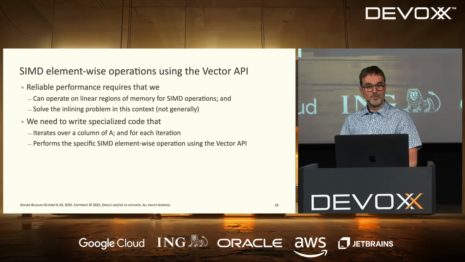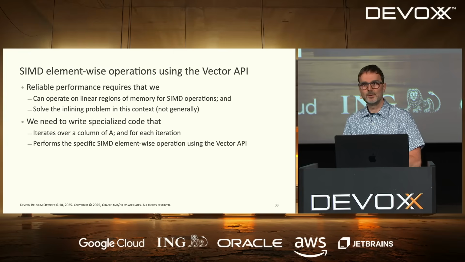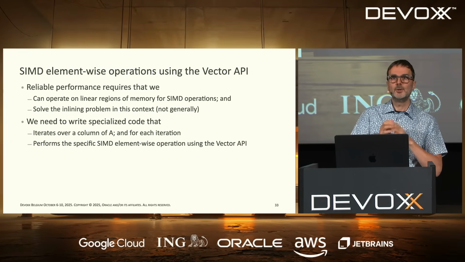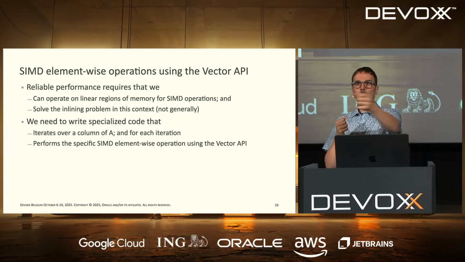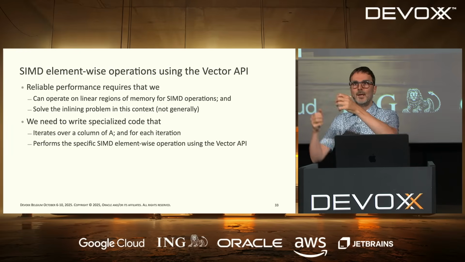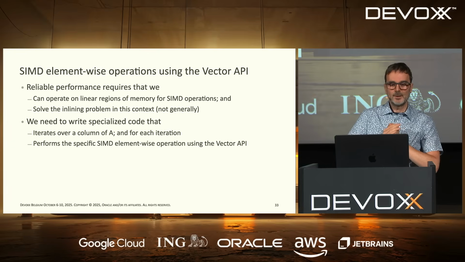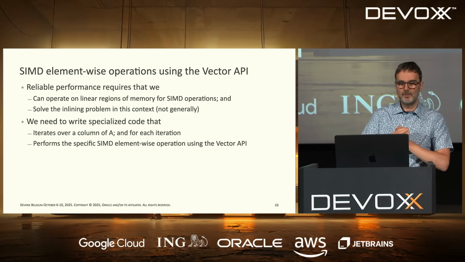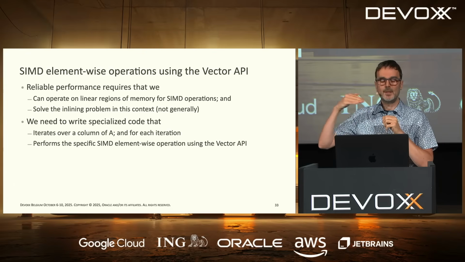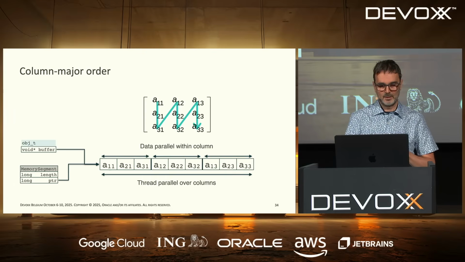So we want reliable performance with the loops I showed before. To do that, we need to operate on linear regions of memory for SIMD operations. You have to operate on linear regions of memory to load. It's called cache coherence, pulling data from memory, and the vectors load from linear regions, like so. And we need to solve the inlining problem in this context, not generally. So we need to write specialized code that iterates over the column of A and for each iteration performs a SIMD element-wise operation using the vector API.